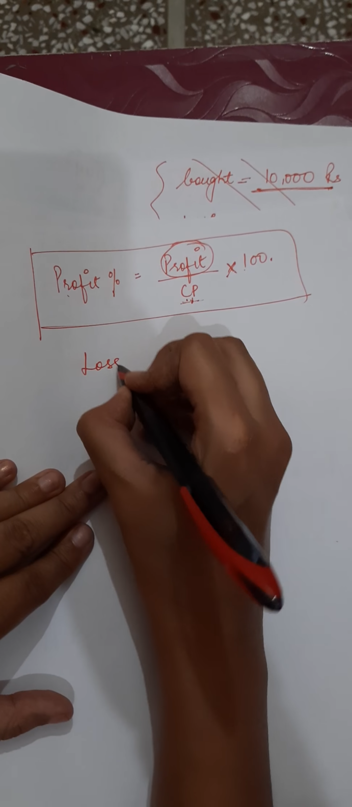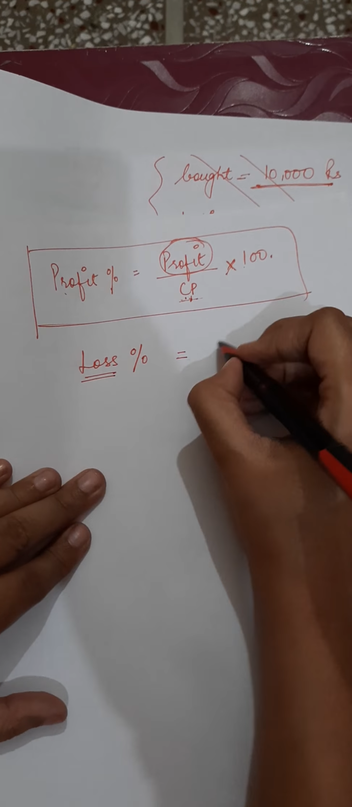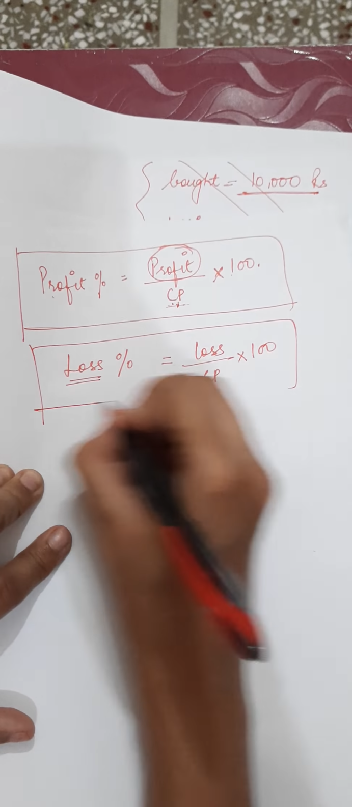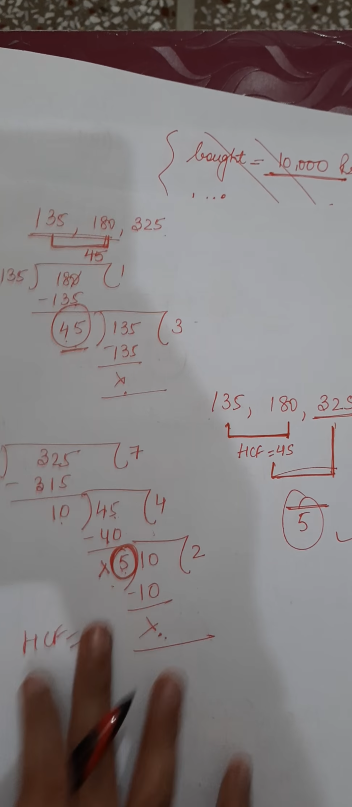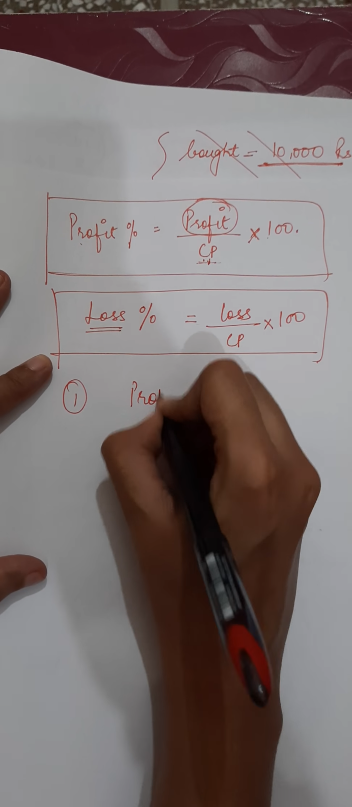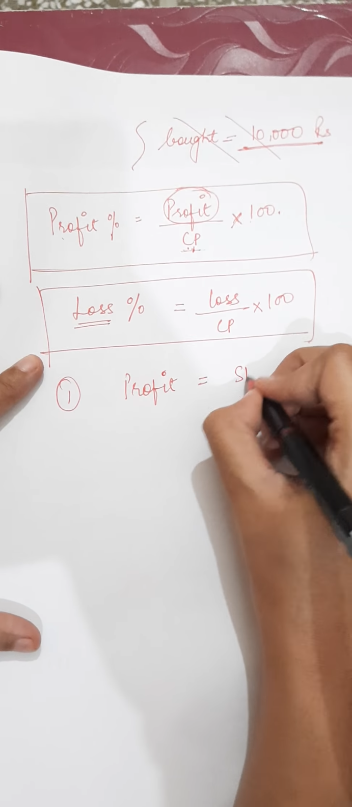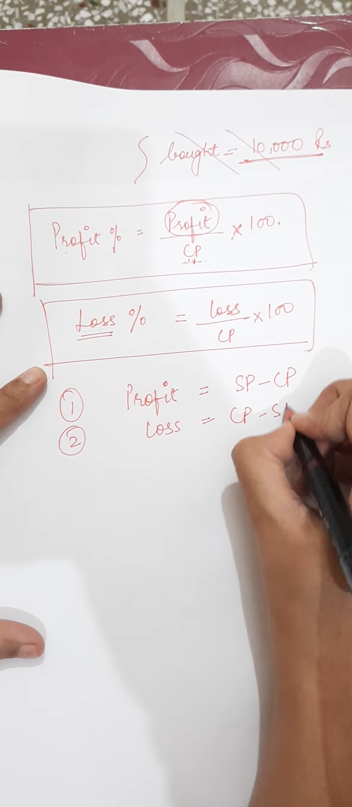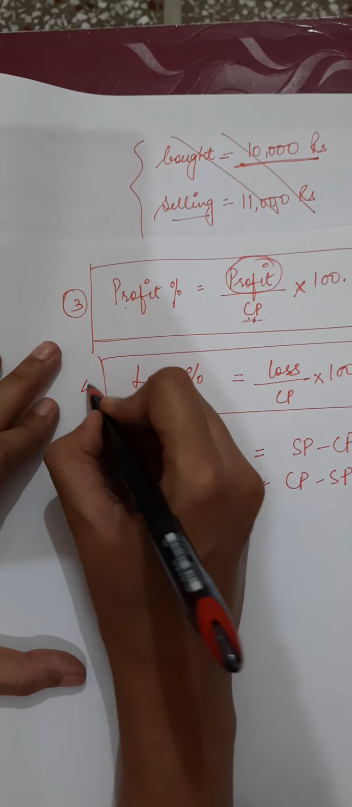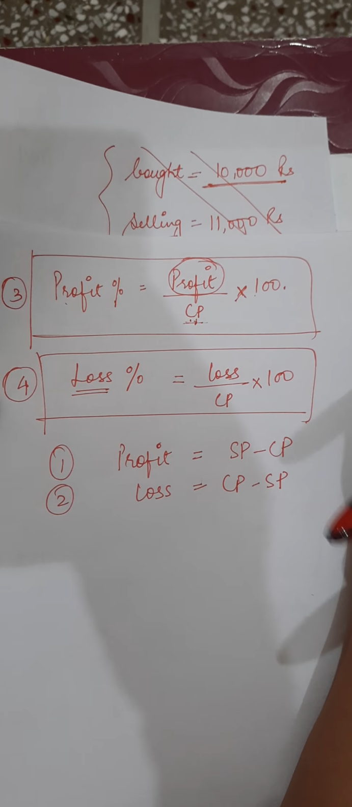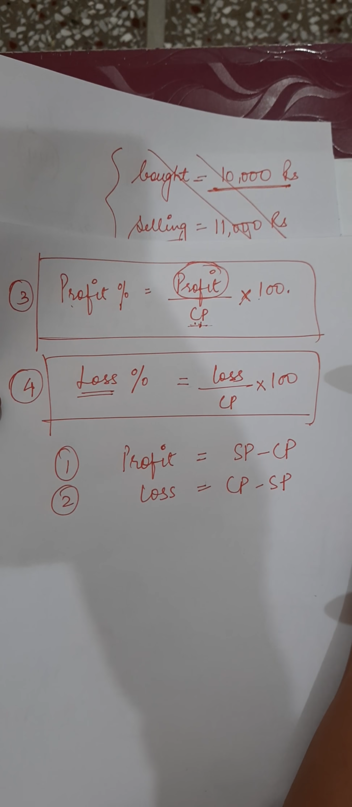Similarly for loss percent, again we are going to find the loss, so loss upon CP into 100. So this is going to be the second formula. Till now we have done 4 formulas. The first formula was of the profit. Profit is equal to SP minus CP. Second was of loss, meaning CP minus SP. Third is the profit percent, and the fourth is the loss percent. These were the 4 formulas on which we are going to do the questions of exercise 9.1.